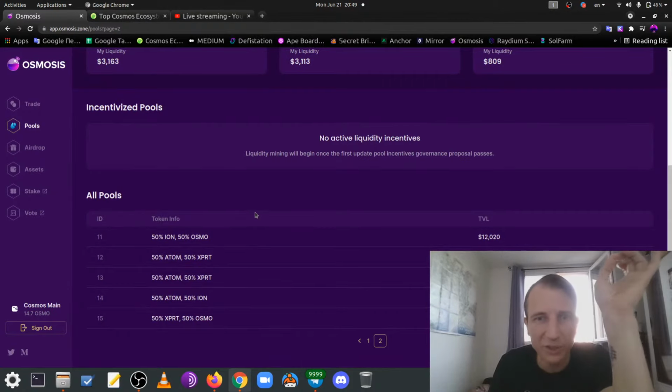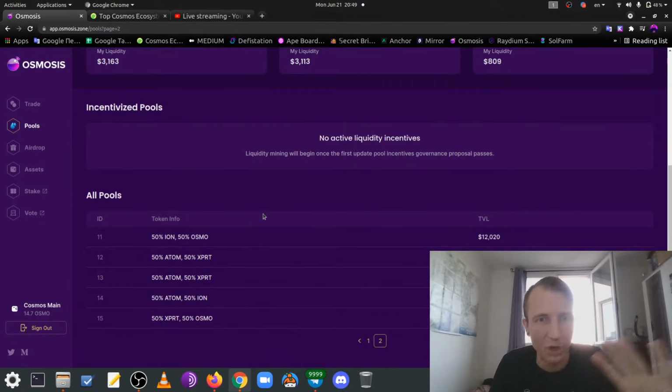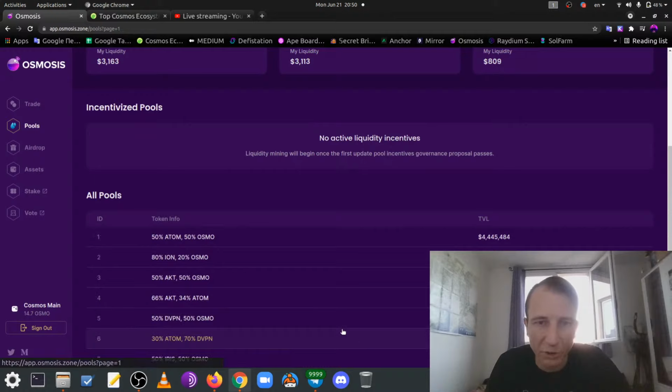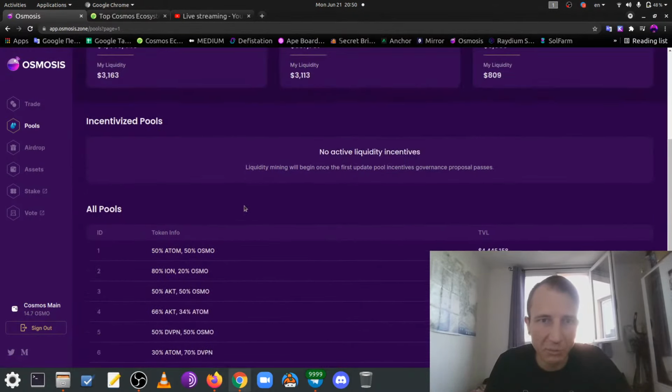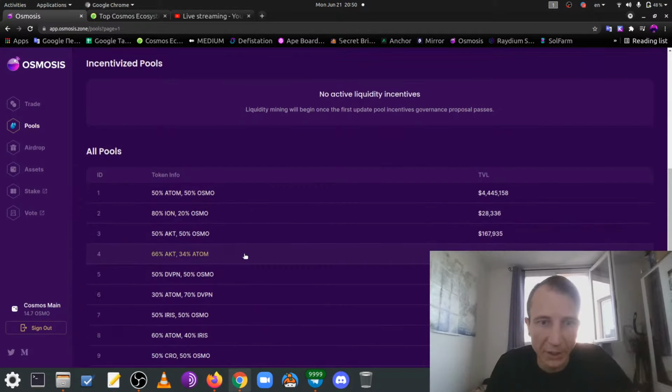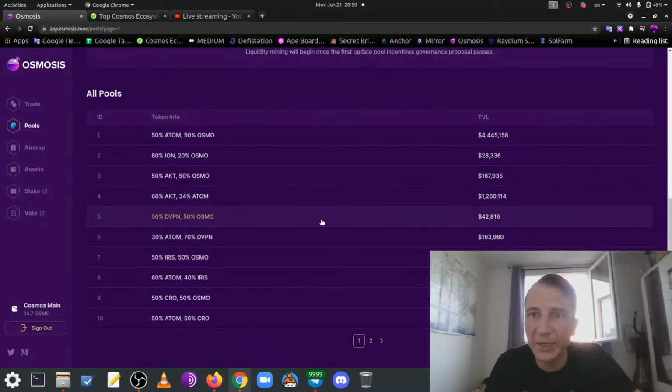Also, some small minuses that I am totally sure will be fixed. There is no possibility to make a search and click, where I can input, show me only the pools with Atom. Because now there are only 15 pools, it's not a big problem for us, but it will be nice if there is some menu to search, and I can see how much funds are in each pool.